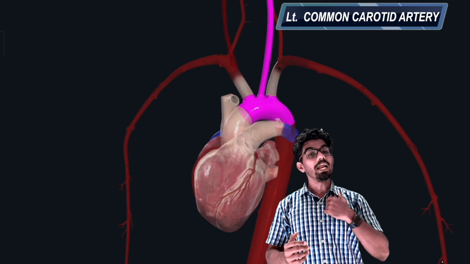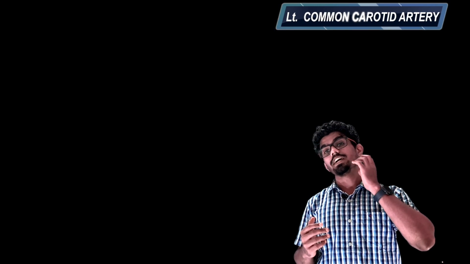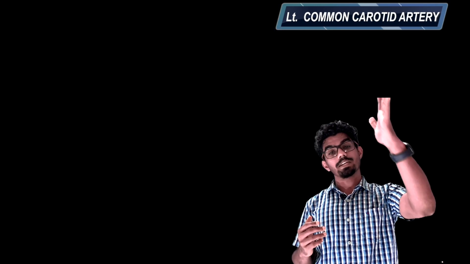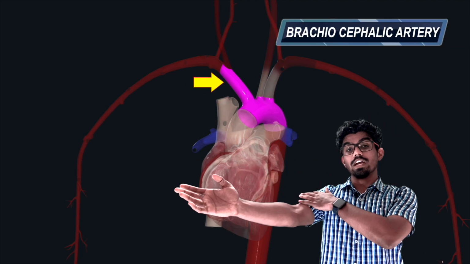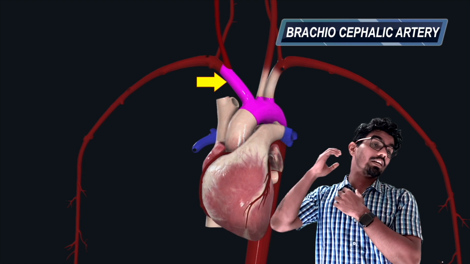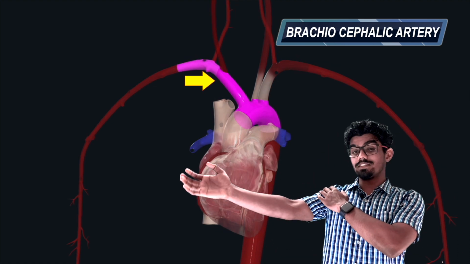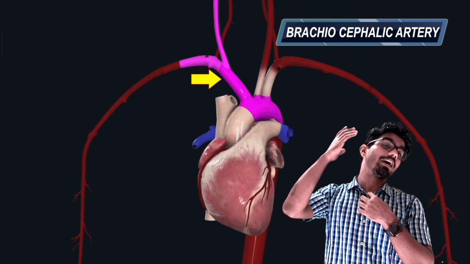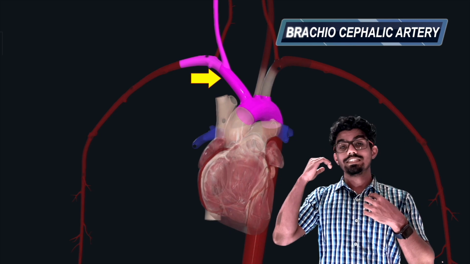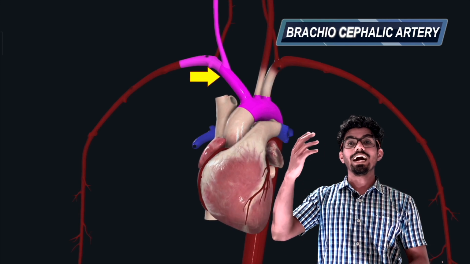Next comes the left common carotid artery. The left common carotid artery is for the left side of your head and neck and the internal organs of your head and neck. Clear? Now comes a single artery for both your upper limb and the right side of your head and neck region. This artery supplies the upper limb or brachial region and also the head and neck or cephalic region. That's why this artery is called the brachiocephalic artery.